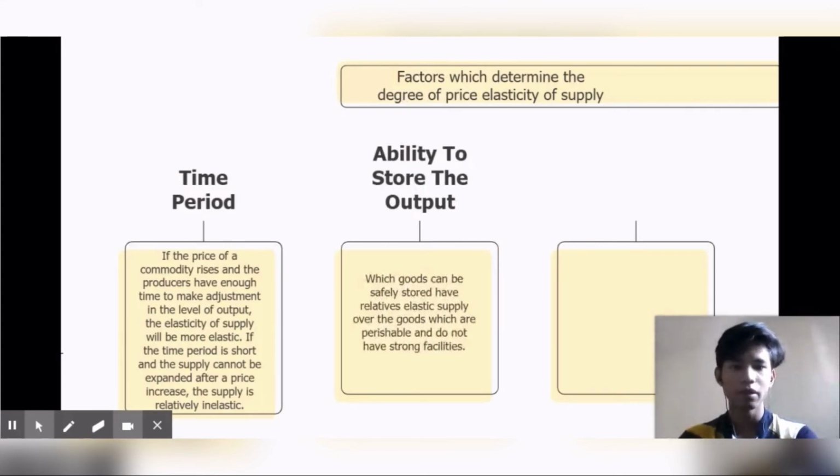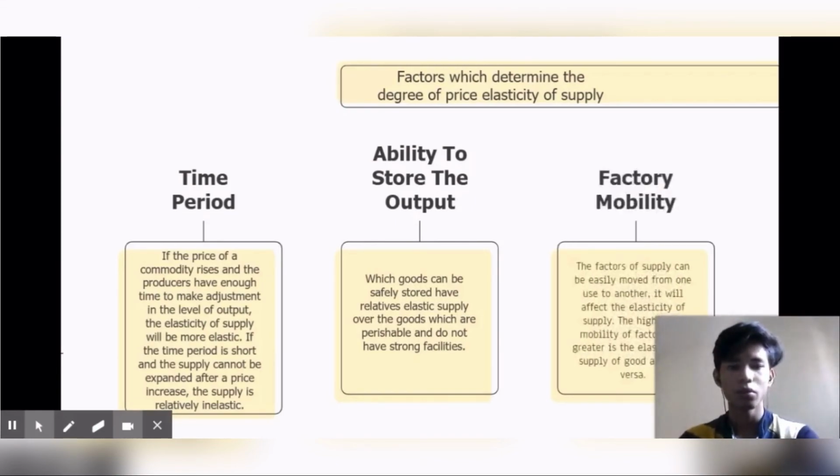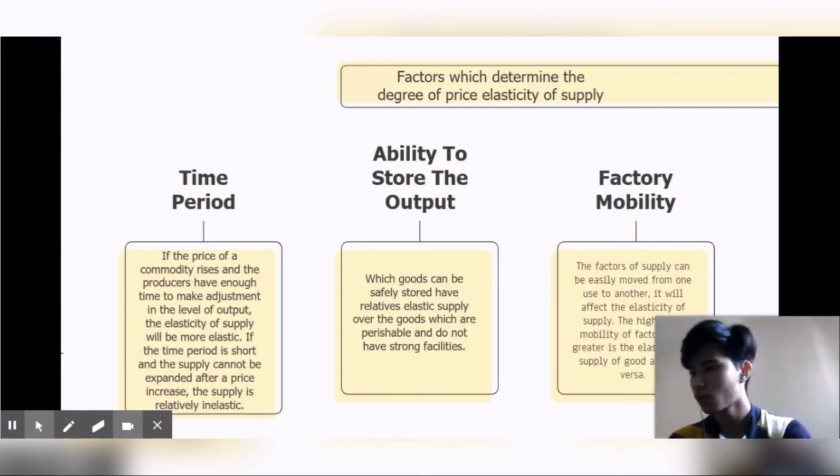The second factor is the ability to store the output. Goods which can be safely stored have a relatively elastic supply compared to goods which are perishable and do not have storage facilities. Factor mobility: if the factors of supply can be easily moved from one use to another, it will affect the elasticity of supply. The higher the factor mobility, the greater the elasticity of supply of the good, and vice versa.